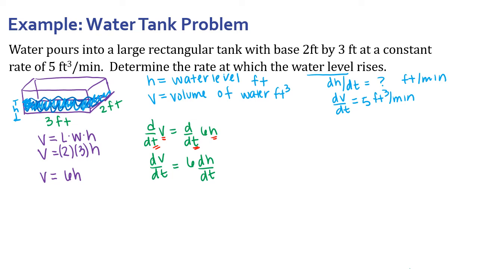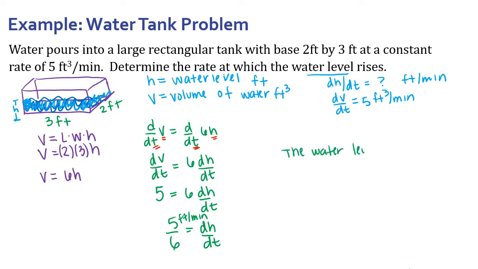Okay, so now let's plug in what I know and what I'm solving for. I know that the volume is increasing at 5 feet cubed per minute. I don't know dH dt, so solving for dH dt, I get 5 over 6. And that's going to be feet per minute. So we would say the water level rises at a constant rate of 5/6 feet per minute.